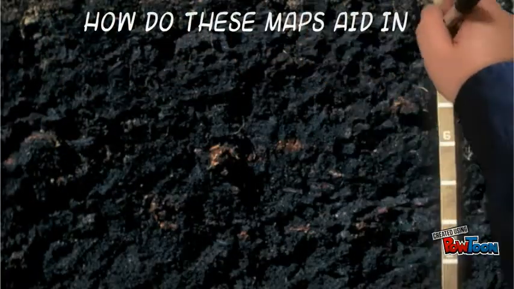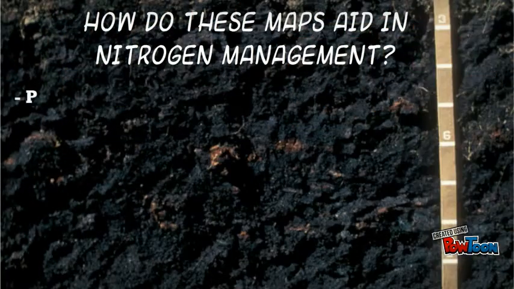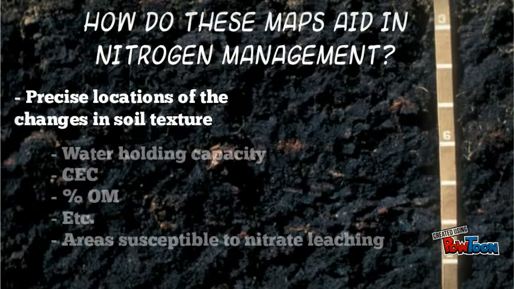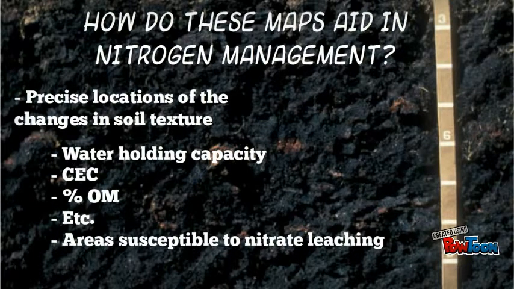How do these soils aid in nitrogen management? Precise locations of soil texture change can be identified, which helps determine areas with high or low water holding capacity, CEC, percent organic matter, or other soil properties, while also helping to identify areas prone to leaching. Knowing this can help you create management zones.